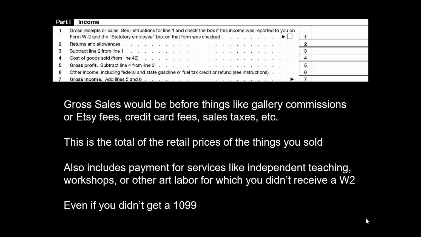Part 1 is the income section. Gross sales are going to be the amount of the retail price for the things that you sold. This is before things like the gallery commissions or any fees that you had to pay. Gross income here isn't limited to just things you sold. It could be payment for services, any kind of money that you made as an artist for which you didn't receive a W-2, whether you got a 1099 or not. If you got a W-2, that's because you were somebody's employee, and therefore you're not the owner of the business.